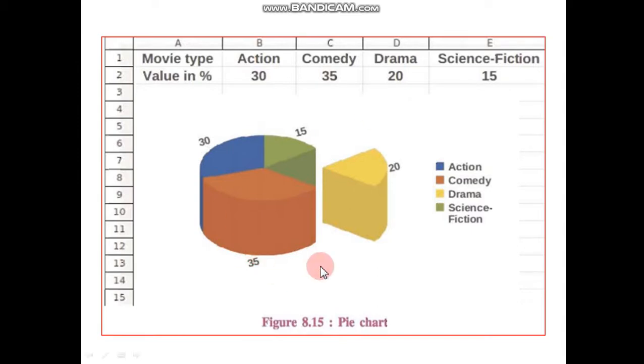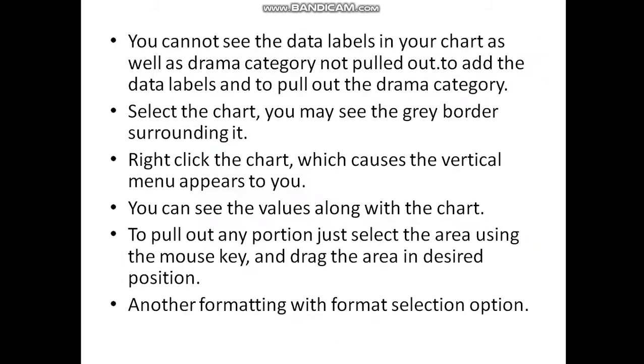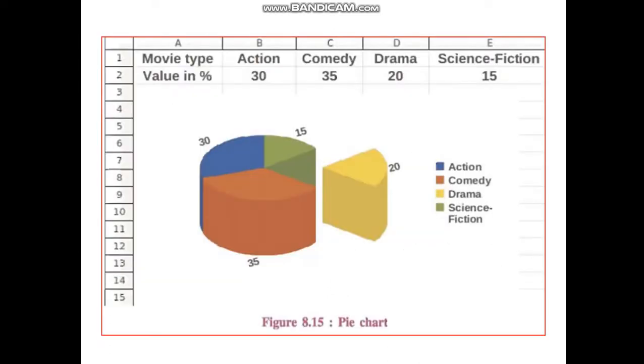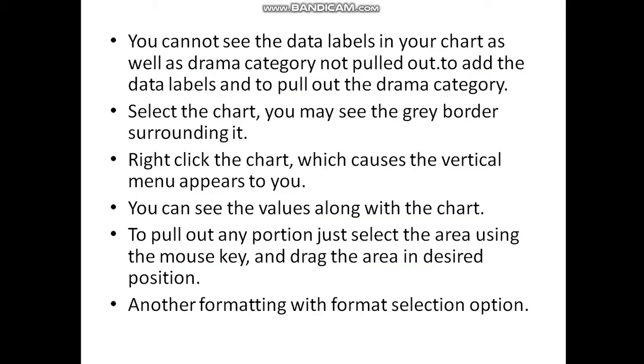When you drag the yellow part or another part, the data labels appear on your chart. So you cannot see the data labels in your chart, and the drama category is not pulled out. To add the data labels and to pull out the drama category, select the chart. You may see the grey border surrounding it. Right click the chart, and a vertical menu appears.